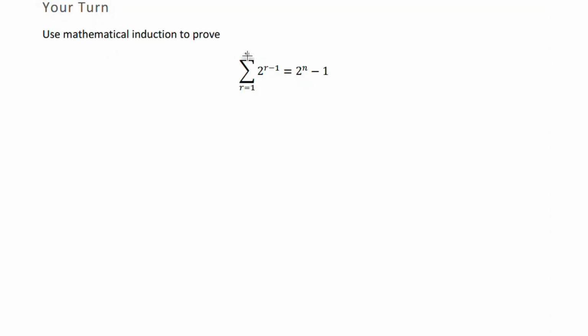Use mathematical induction to prove that the sum from r equals 1 to n of 2 to the power of r minus 1 is equal to 2 to the n minus 1.